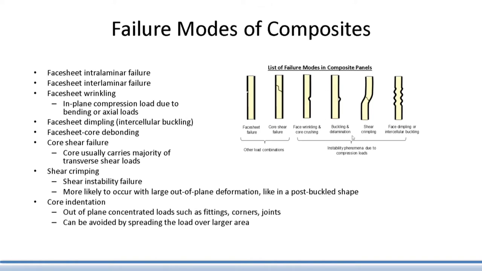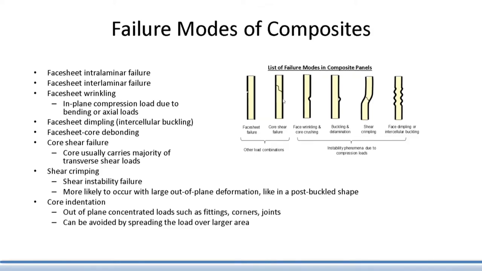And these four here really talk to instability phenomena due to compression loads. These are what these four are. And in general, shear crimping is an instability failure mode. This one right here, I want to cover a little bit more. That one occurs largely when you have out-of-plane deformation. Let's say you have a buckling event, that's where this could happen, for example.